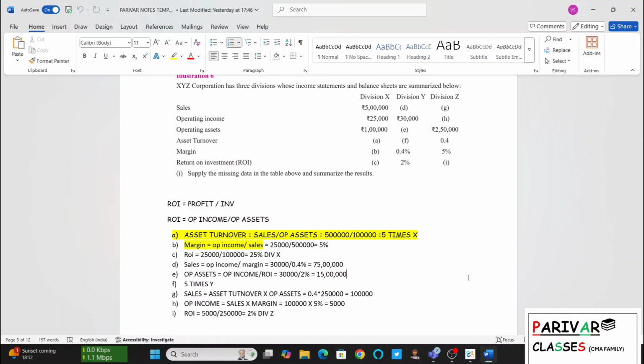Now let us compare division X and division Z. Division X margin is 5 percent. We calculated, and division Z also has a 5 percent margin. Both have equal margins. But return on investment is higher for division X. Asset turnover ratio is better in division X. Division Z has a very low asset turnover ratio, only 0.4 times it is converting into sales, whereas division X is converting it into 5 times sales.